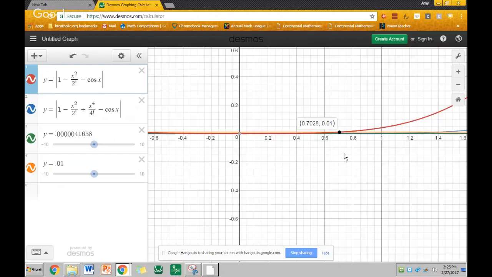That's pretty cool. So you're saying you could have plugged in cosine of, yeah, let's do that. Cosine of 0.7, yeah. Okay, and you'll be right. Anything below 0.7028 will be at least that accurate, right? That makes sense, everyone? I think that makes sense.